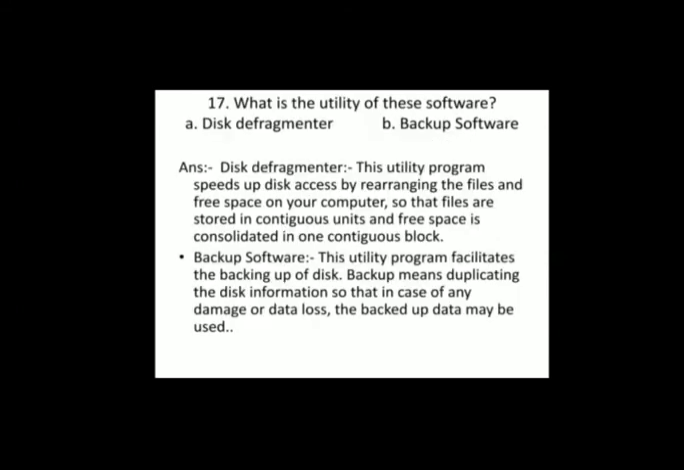Question number 17. What are the utilities of these softwares? Disk defragmenter and backup software. Disk defragmenter: this utility program speeds up disk access by rearranging the files and free spaces on your computer so that files are stored in contiguous units and free space is consolidated in one contiguous block. Backup software: this utility program facilitates the backing up of disk. Backing up means duplicating the disk information so that in case of any damage or loss, the backed up data may be used.